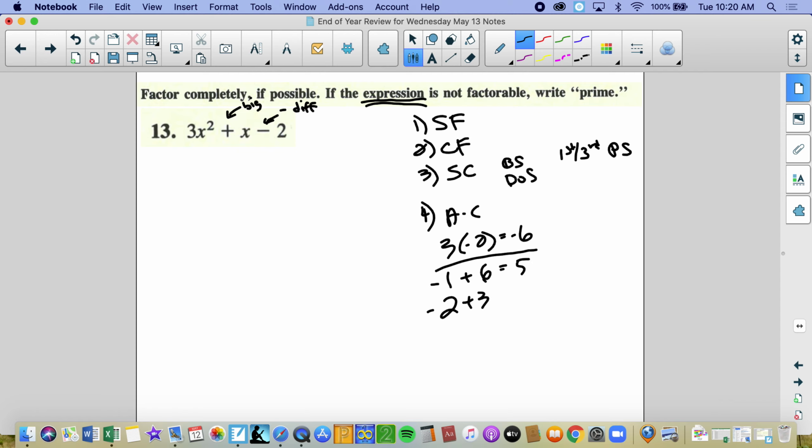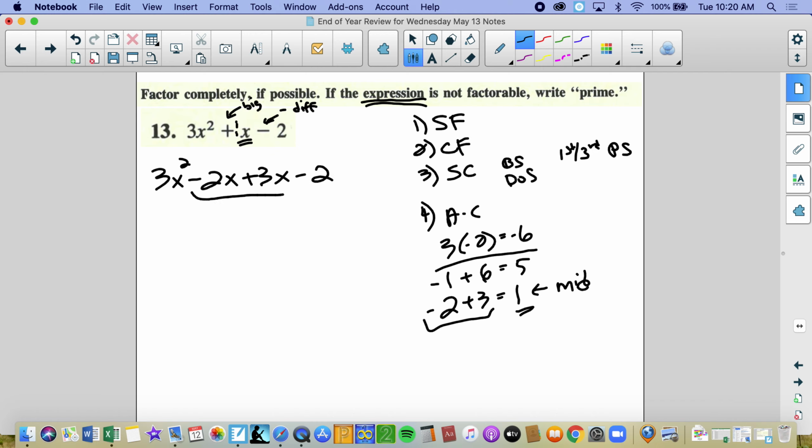And then I'm going to combine those. That makes 5, that makes 1. Which one is equal to my middle? My middle value is 1, and this value is equal to 1. So I'm going to use these two values to split up that middle value. We're going to rewrite this trinomial into a polynomial, using negative 2 and positive 3, and we're using this variable. This variable always goes for my middle, because if I combine this, that would still produce positive 1x. So I'm not changing the equation, I'm just rewriting it from 3 terms to 4 terms.